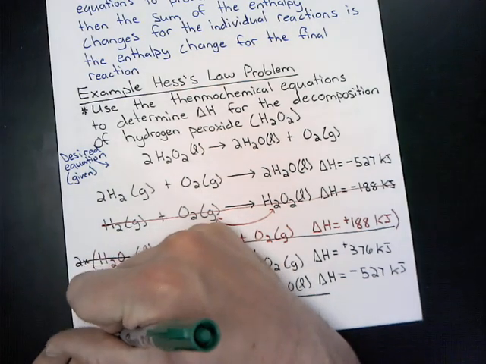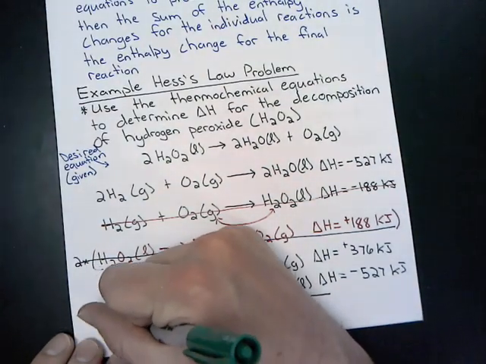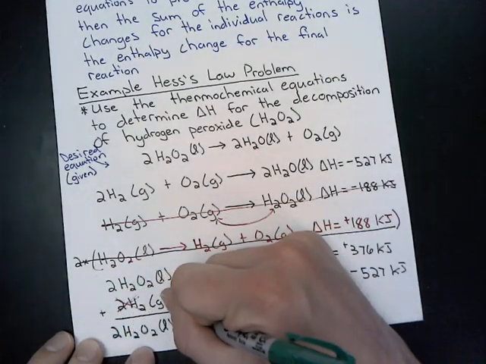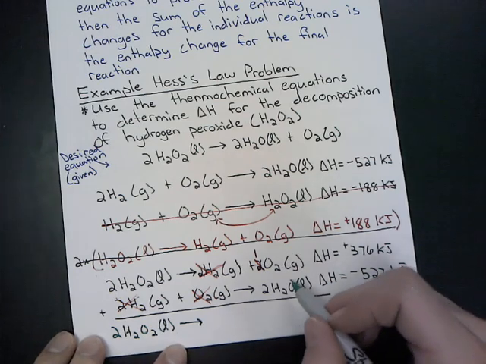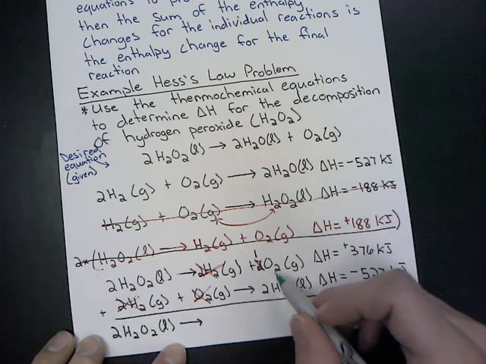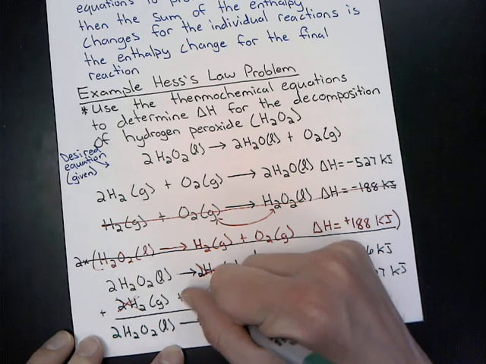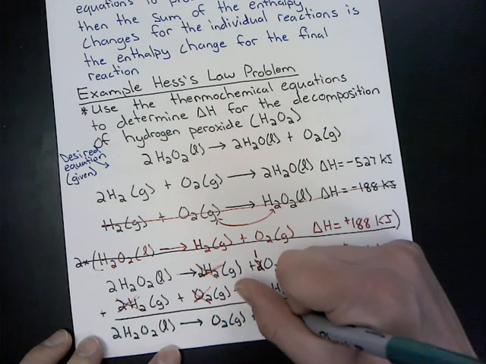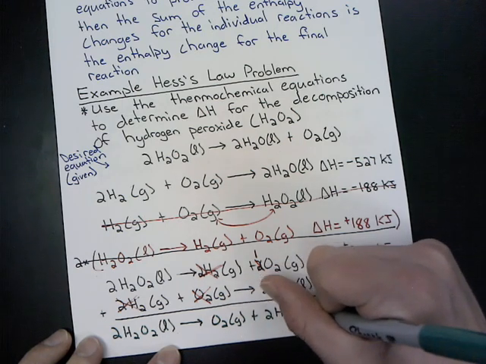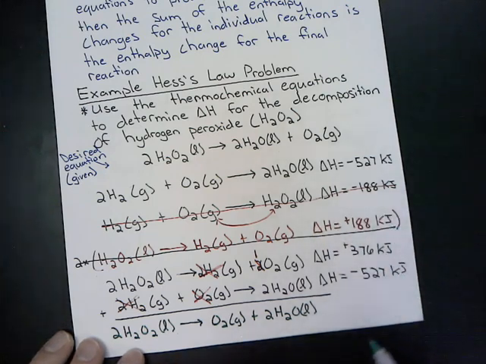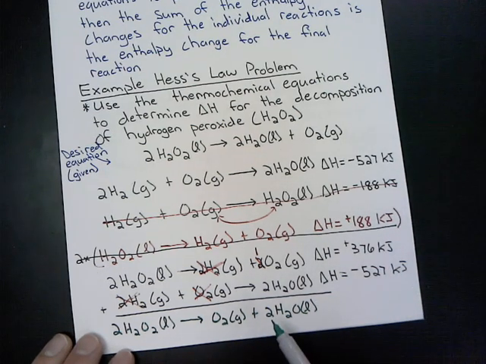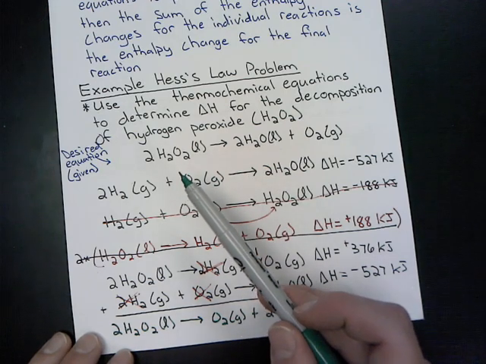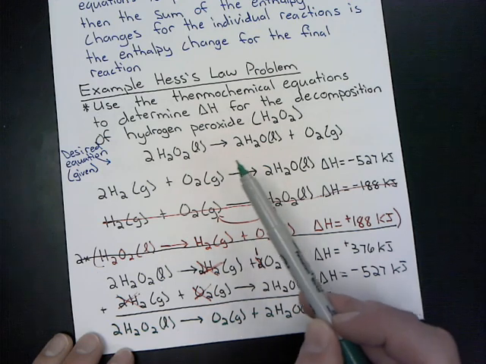So all I do here is 2 H2O2, which is a liquid, yields 1 O2 plus our 2 H2O as a liquid. Now, what I'm looking for is that this equation that I just wrote here in green should look very similar, should have the same reactants and same products and same coefficients as what we have here.